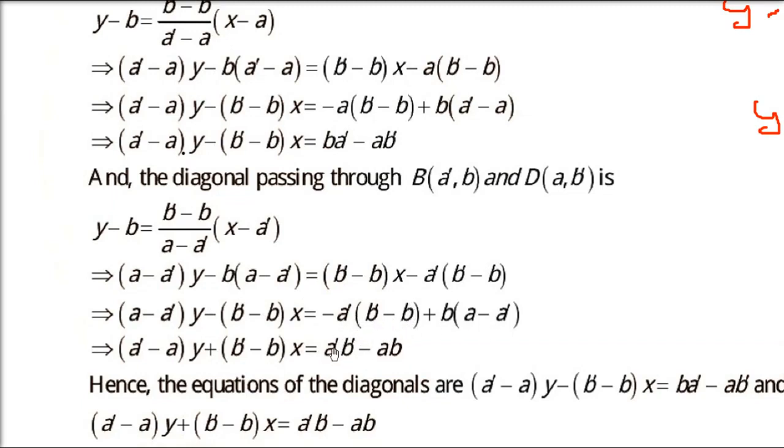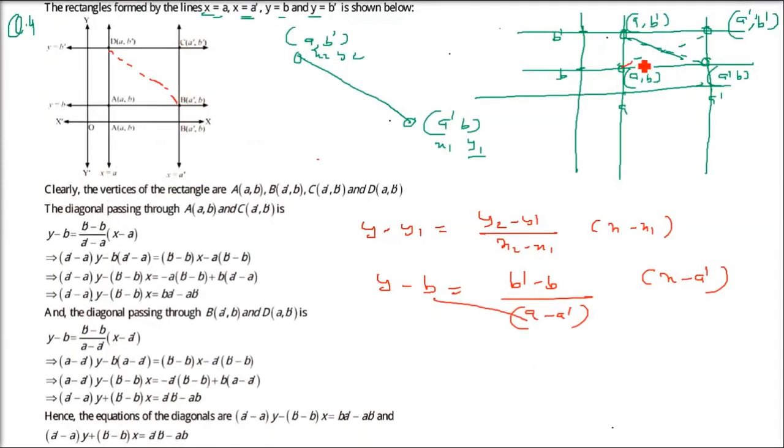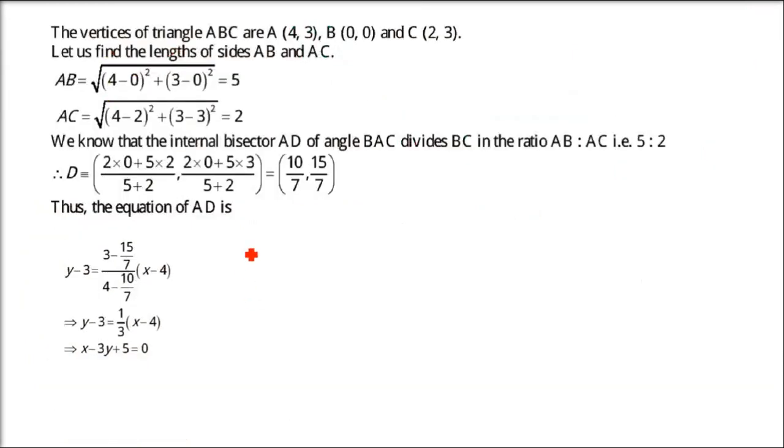When we open this, we have a'b and a'b which are in opposite sign. A'b will get cancelled. Only a'b' minus ab will remain. So this is the equation of the line, and I hope that you will be able to find out this line. Okay. The second line also you are going to find out. I hope that there will be no trouble.